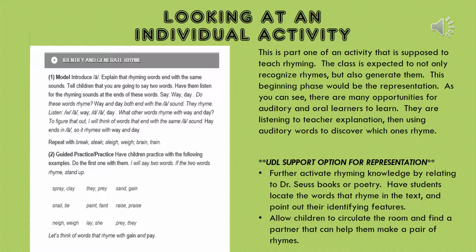This beginning phase will be the representation. As you can see, there are many opportunities for auditory and oral learners to learn. They are listening to teacher explanation when using auditory words to discover which ones rhyme. Something that you could do as a UDL support option for representation is to further activate rhyming knowledge by relating to Dr. Seuss books or poetry. Have students locate the words that rhyme in the text and point out their identifying features. Another idea would be to allow children to circulate the room and find a partner that can help them make a pair of rhymes to add a little more kinesthetic movement to the beginning phase.